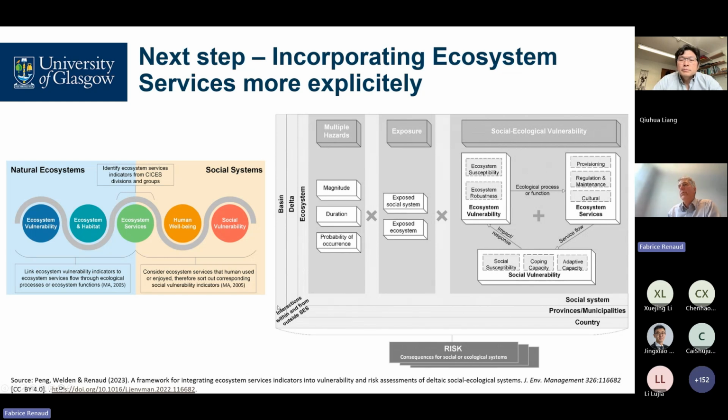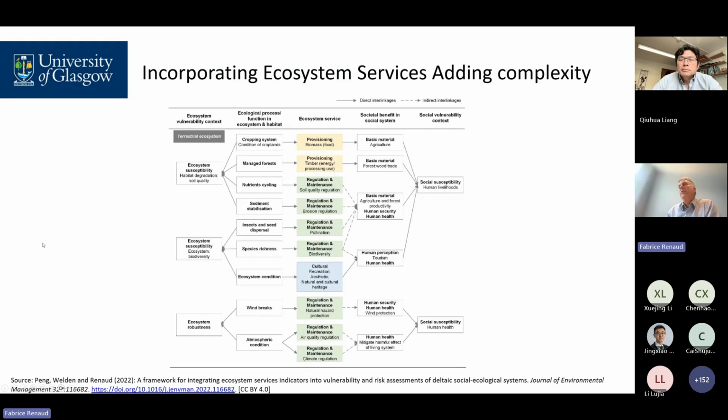have these ecosystem services. And why is it important to have these ecosystem services? Because they tie in the ecosystem vulnerability context and the social vulnerability context. And therefore, you're really starting to talk much more tightly about social ecological systems when you use this concept of ecosystem services here. So you can see that you have, for example, habitat degradation in terms of soil quality. This can affect your cropping systems, your forests, etc. These affect what we're calling the provisioning services, and these affect the social benefits that we can get from these services, and in turn, this can affect the social susceptibility of the system. This is just to give you a quick example of that.